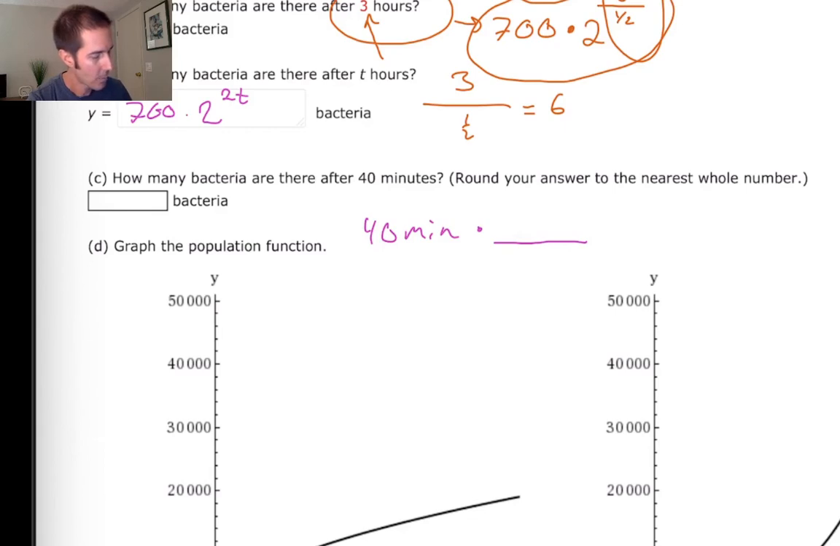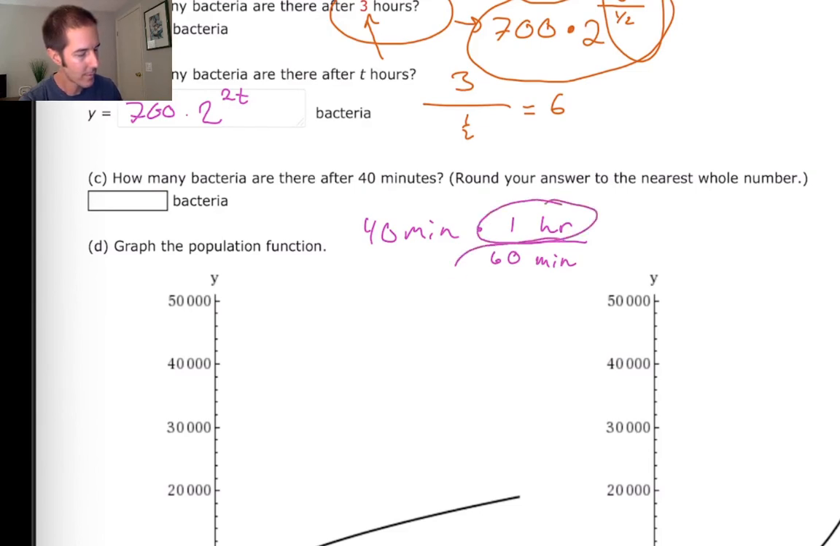Some number of hours to remain, and I want to cancel out minutes. Yep, I can see that the minutes would cancel there. That would be good, leaving me just with hours. And I'm going to use 1 hour in the numerator and 60 minutes in the denominator. And why am I allowed to take 40 minutes and multiply it by 1 hour over 60 minutes?